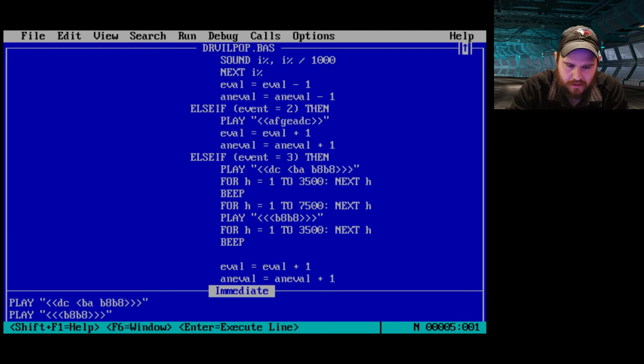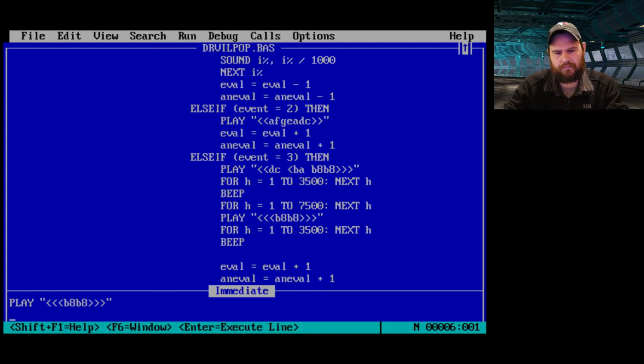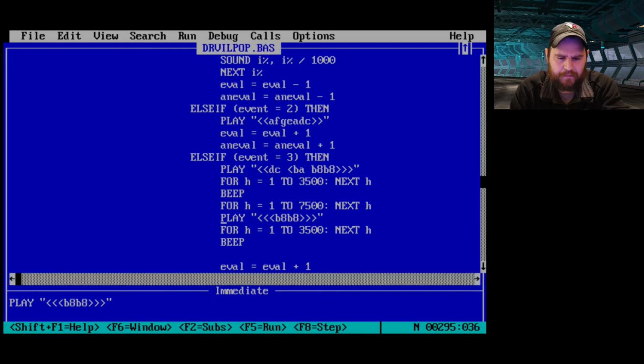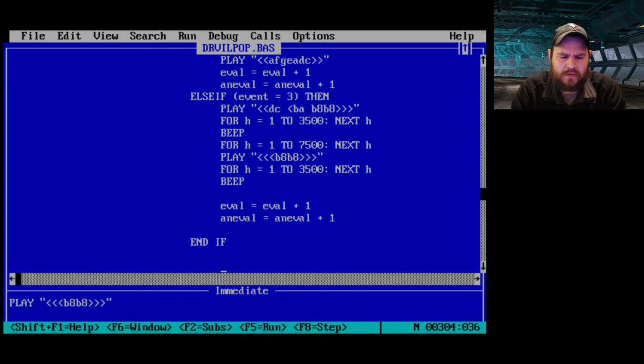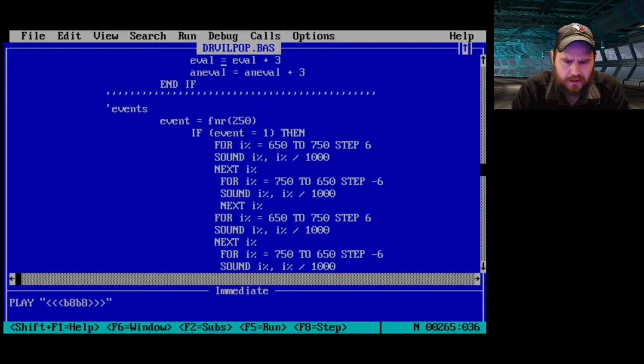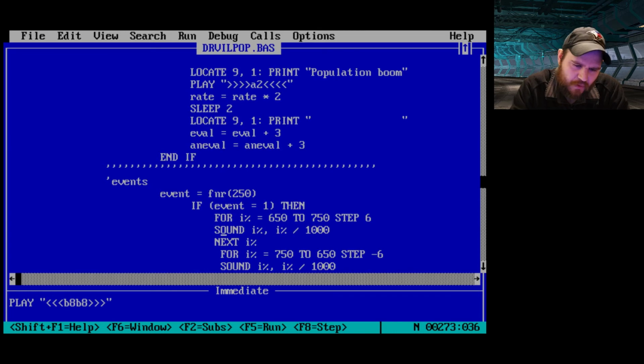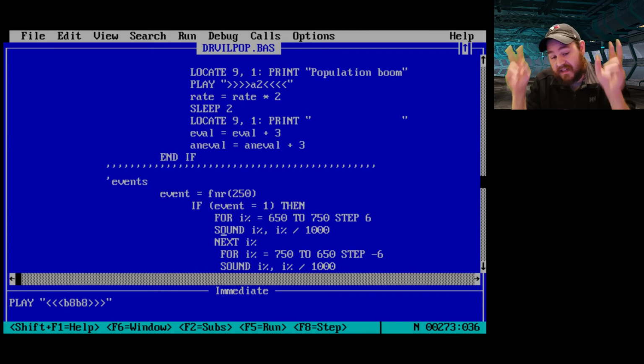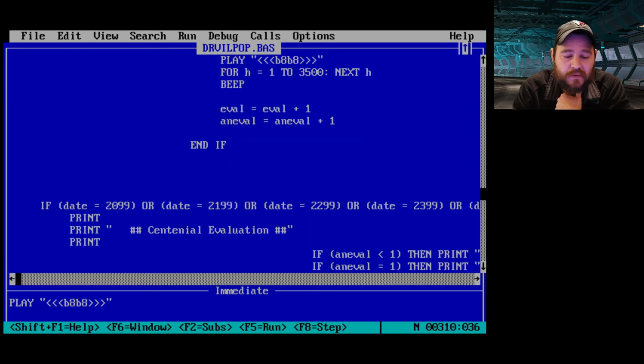So here's the first one. And then here's the next. So what's that all about? Okay. Then it beeps again, and your evaluation goes up. And your annual evaluation goes up. Whatever. These sounds are just arbitrary. Fantastic. That's it. Those are the events. And that's really poorly formatted. Although, it was indented. I can see his logic. It's just not the traditional way of indenting.